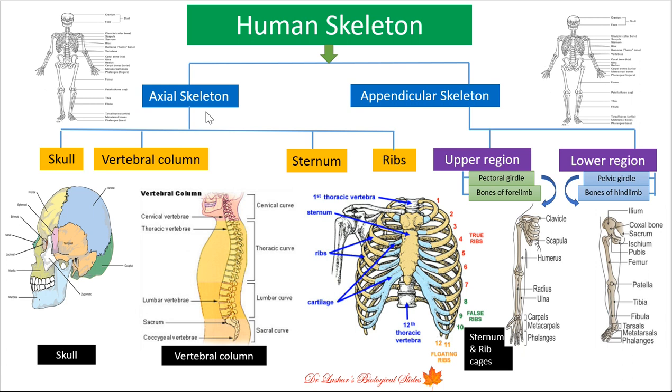The axial skeleton lies along the longitudinal axis of the body, supports and protects the organs of the head, neck and the trunk part, and it comprises 80 bones. It includes the skull, vertebral column, sternum and ribs.